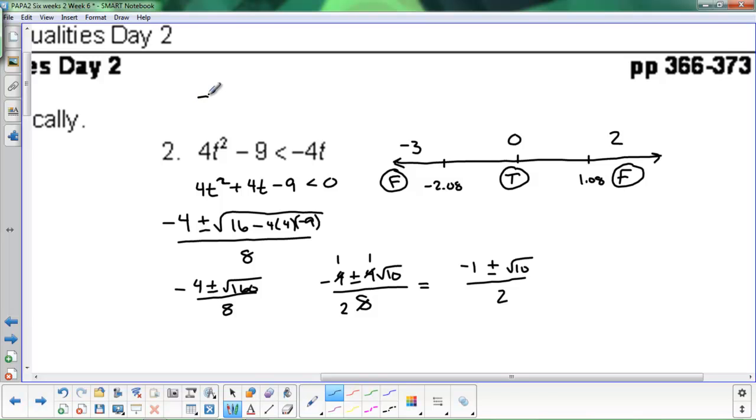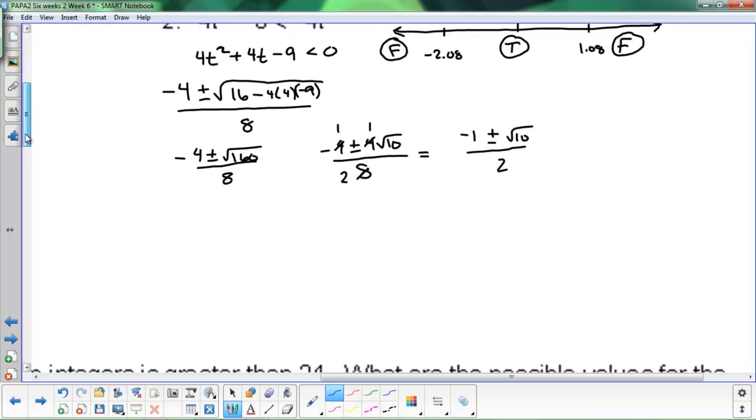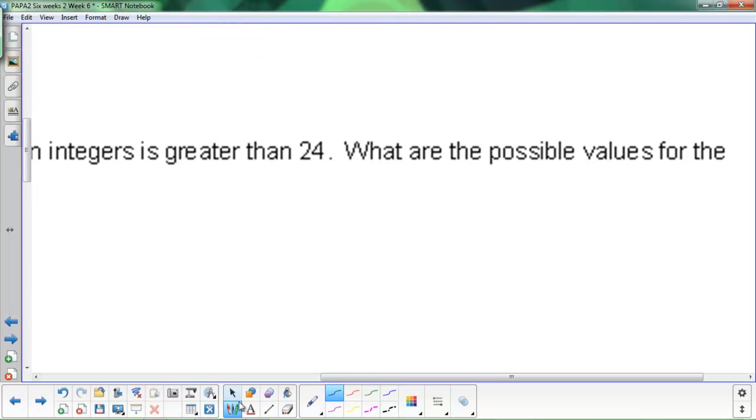That means that the interval is -1 minus the square root of 10 divided by 2 to -1 plus the square root of 10 divided by 2. It's parentheses and not brackets because of that. All right. Next, let's look at some word problems.